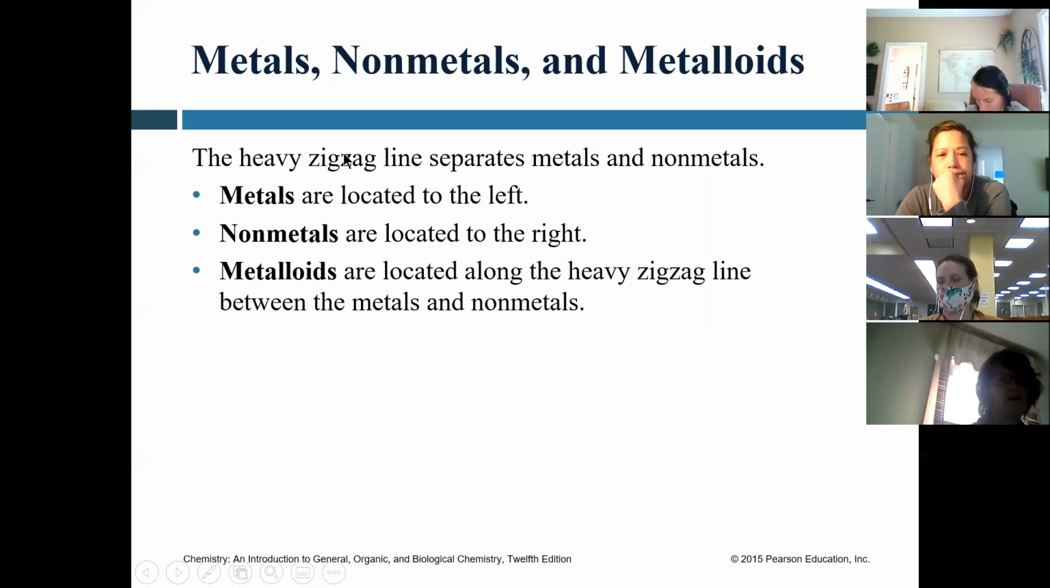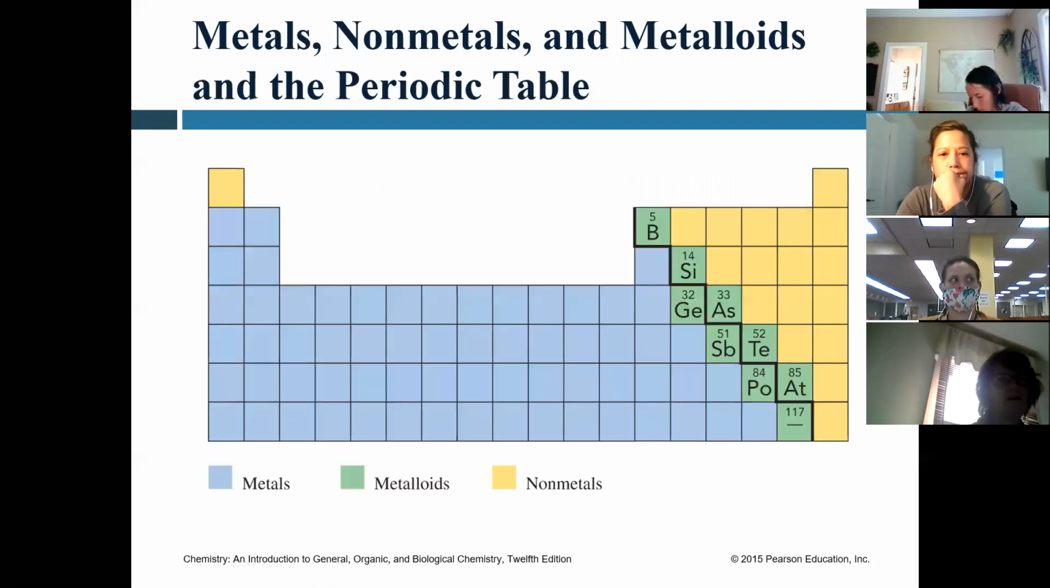So we've already talked about this, but the heavy zigzag line separates our metals from our nonmetals. And then we've got the metalloids that are located along your zigzag line. Everything along the zigzag line is a metalloid, but aluminum. Aluminum is not a metalloid. Aluminum is definitely a metal.